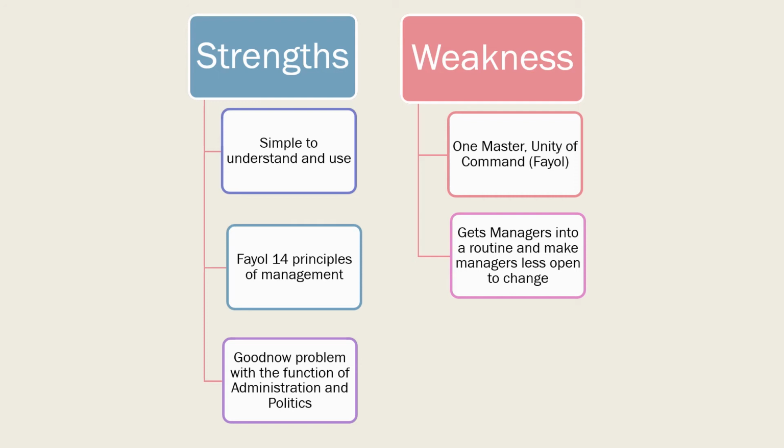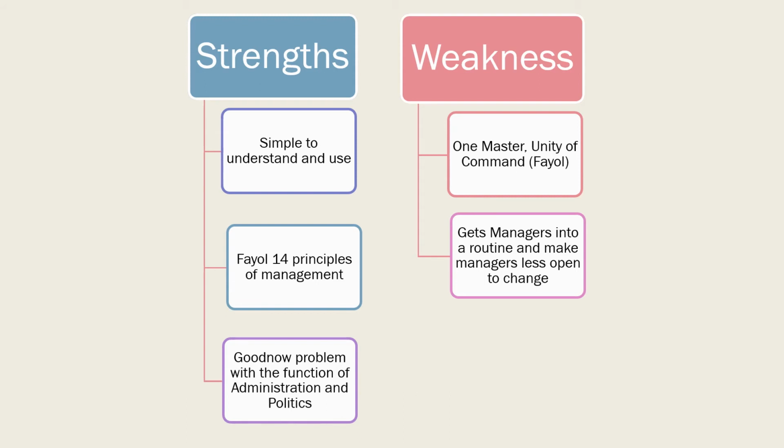It also simplifies Henry Fayol's 14 principles of management by breaking it down into only 7 categories, and it also provides a solution to Goodnow's problem between the roles of politics and administrators, in which Gulick provides a clear role of the administrator's duties.